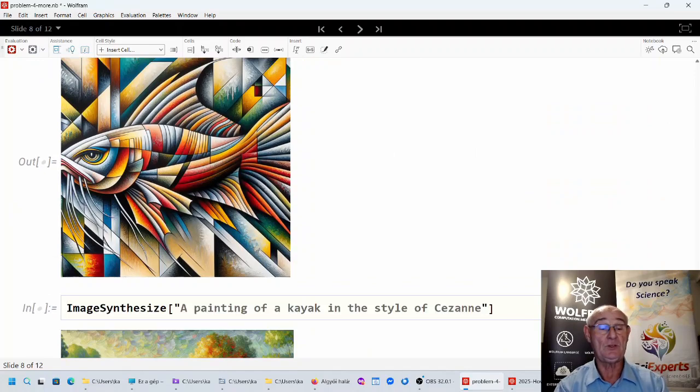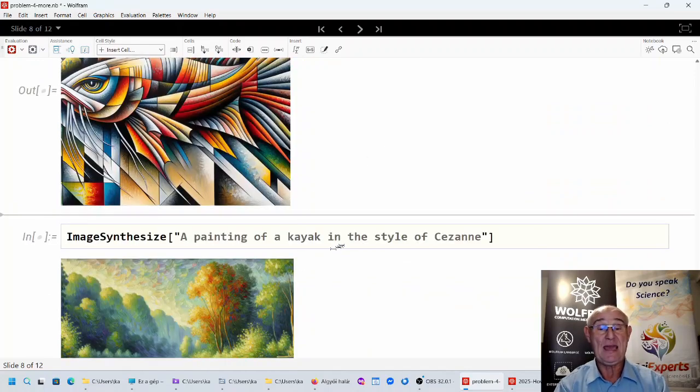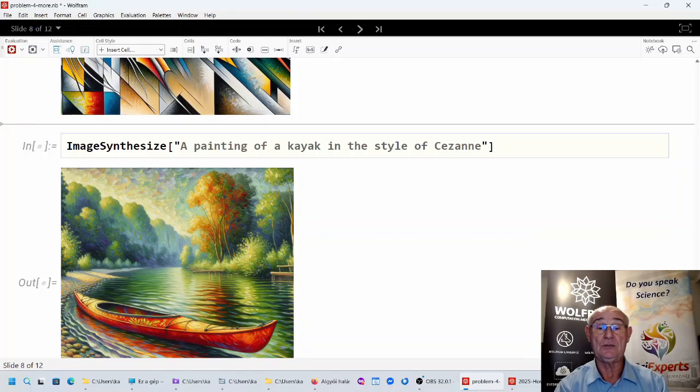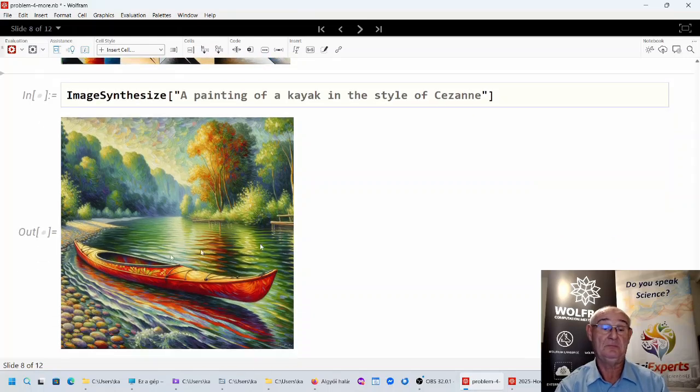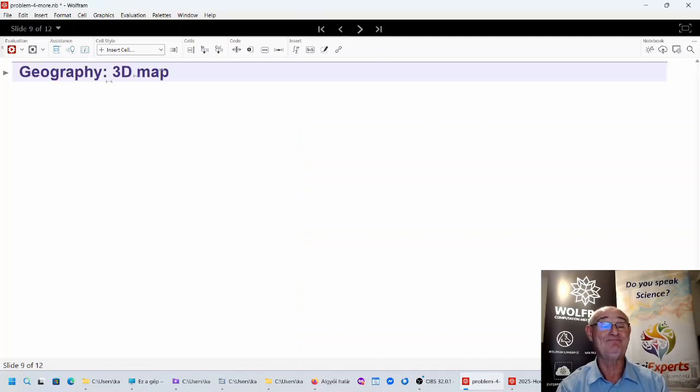And if I would like to play a little bit more, now I am interested in a painting about a kayak in the style of Cézanne. So I got this. It's really nice. I could imagine this picture on the wall of my apartment. Look at the next example.